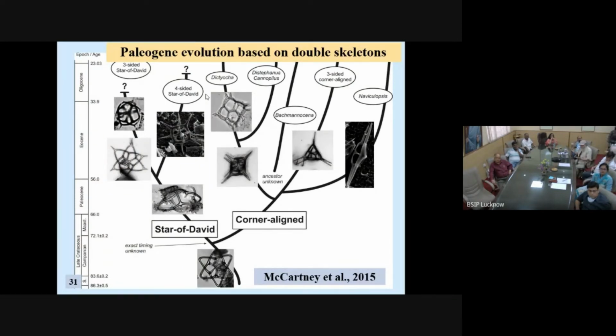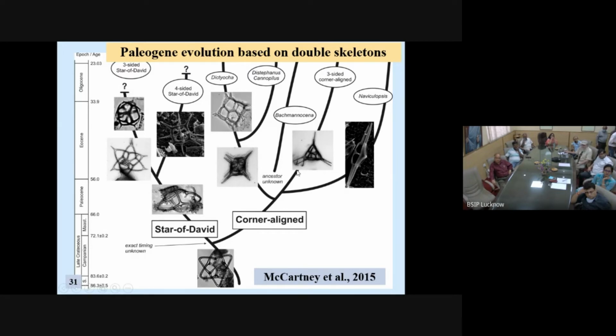why do we have these two groups? And my conclusion is that we have two very broadly different silicoflagellate groups here. The Star of David, in this early illustration, I have them diverging into Cretaceous. I now think it's soon after the KT boundary, very early evolution within the Paleogene. The Star of David configuration persists until the Oligocene.